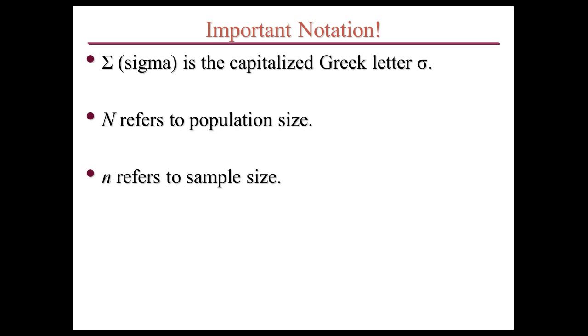Important notation: you have a sigma. It's the capitalized Greek letter sigma, and you'll see them interchanged. The capitalized one generally refers to summation, while the lowercase one generally refers to standard deviation for a population. We'll get into that later. Big N refers to population size, while small n refers to sample size.